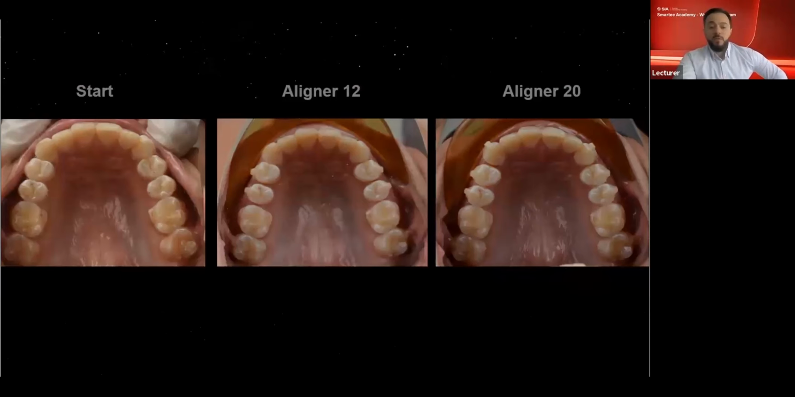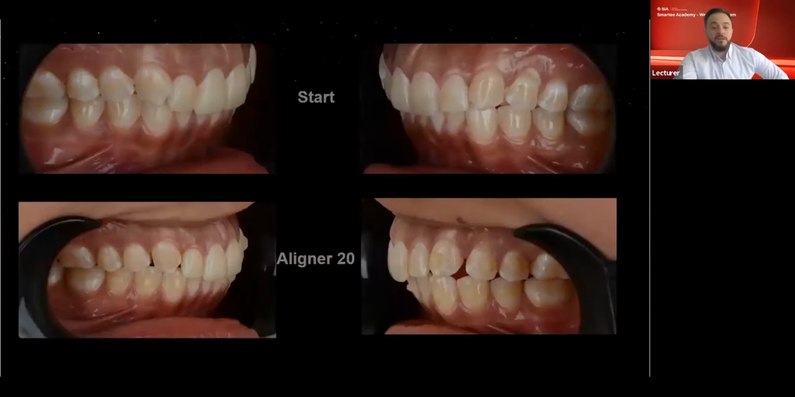So this case is still ongoing. We didn't finish that case, but let's see the progress. After 12 aligners only, we finished distalizing the molars, and after 20 aligners, we finished distalizing the premolars, and now we have those nice gaps behind the canines. So in about 5 months, we finished the distalization, and we will start retracting the anteriors. Let's see how the buccal segment has moved from class 2 into class 1. We still have a lot of work to do.